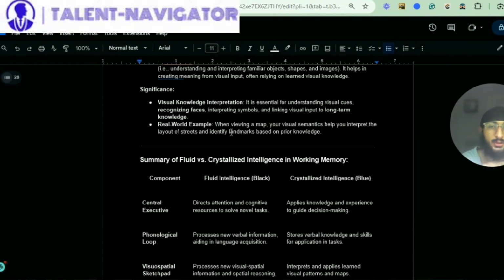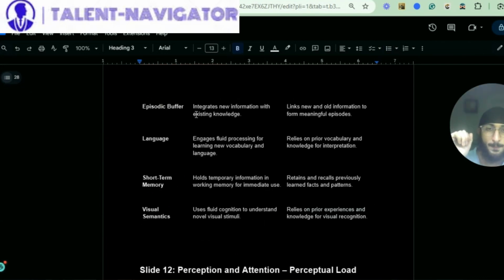And the summary of fluid versus crystallized intelligence, you can go through this table. I'll attach it in the description below. And yeah, that's about it.